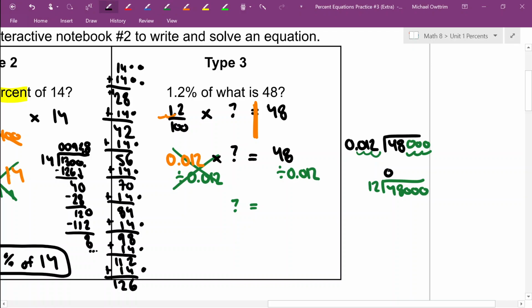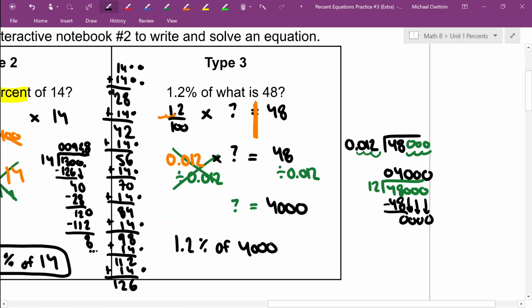12 goes into 4 0 times. 12 goes into 48 4 times, which makes 48 exactly. Taking away leaves me with a 0. 12 goes into 0 0 times. 12 goes into the next 0 0 times. 12 goes into the final 0 0 times. And I can say the result of this division is 4,000. And that tells me that 1.2% of 4,000 is 48.